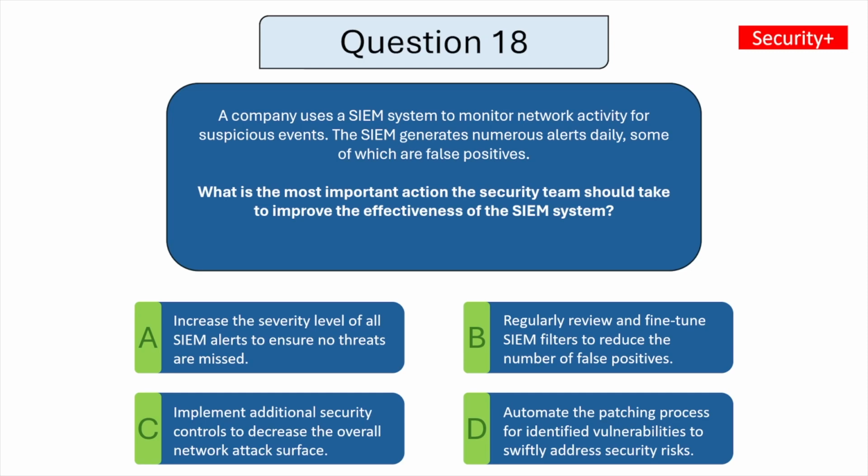Okay, let's see here. So the key here is improving the effectiveness. And the scenario explicitly points out numerous alerts daily, some of which are false positives. Option B would directly address that pain point. So I'm leaning towards B, fine-tuning the SIM filters. Very common, and it's a never-ending job in the real world. Could be wrong, but I'm going to go with B here.